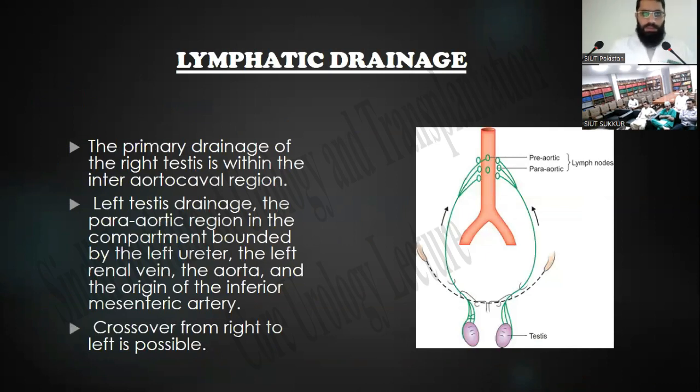Lymphatic drainage. The primary drainage of the right testis is within the interaortocaval region. The left testis drains to the para-aortic region in the compartment bounded by the left ureter, the left renal vein, the aorta, and the origin of the inferior mesenteric artery. Crossover from right to left is possible.